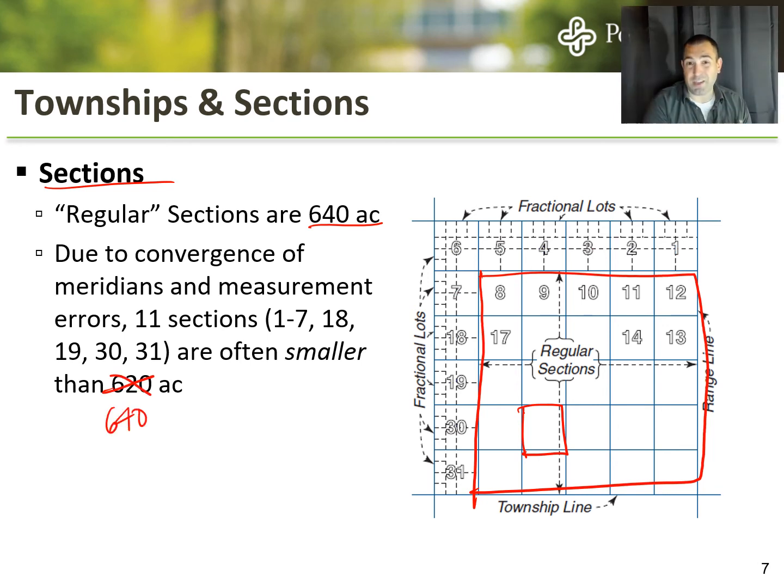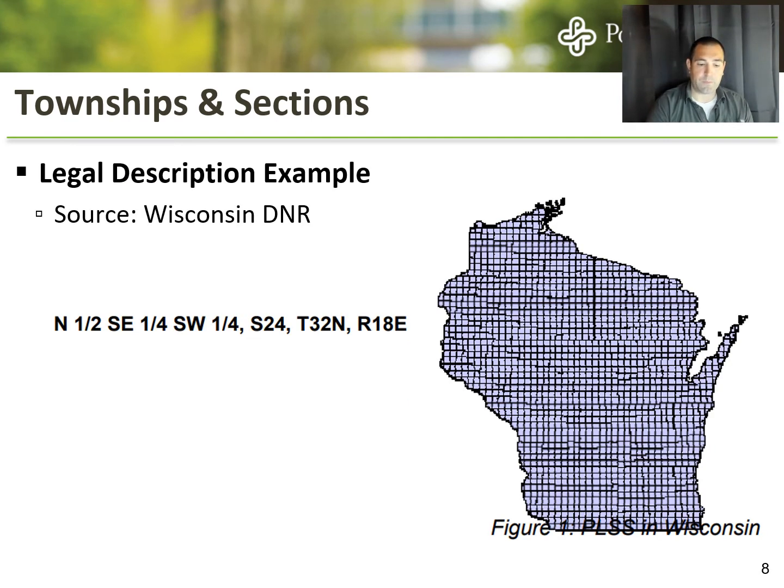It's not usually a huge number. It might be a fraction of an acre that they are smaller than 640, but most of them are a bit smaller. Again, that's just due to error and the nature of the convergence of those meridians.